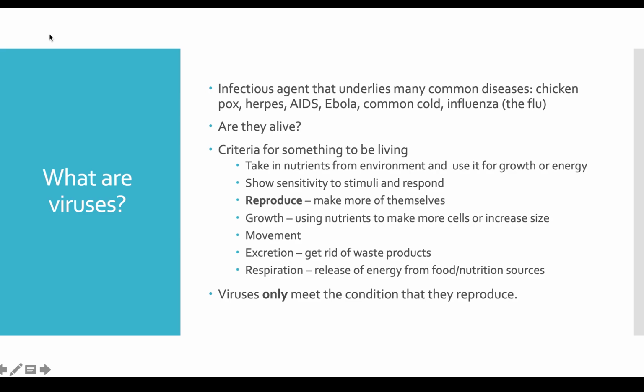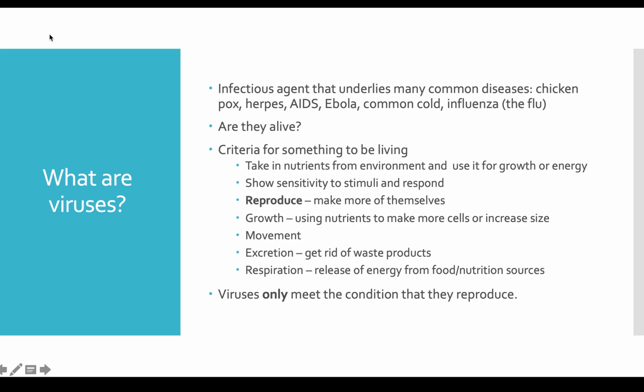Remember from cell biology that we have 7 criteria that must be met in order for something to be considered living. The animal or living thing in question needs to take in nutrients from the environment and use those nutrients to grow or produce energy or something else. They need to show sensitivity to stimuli and respond to that stimuli, very much the way that we might move from a cold area to a warm area, or a plant might adjust itself to maximize its leaves' abilities to take in the sun.